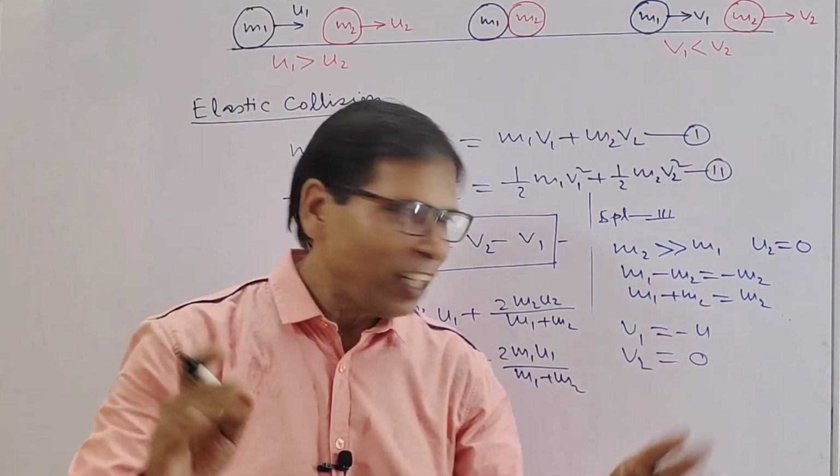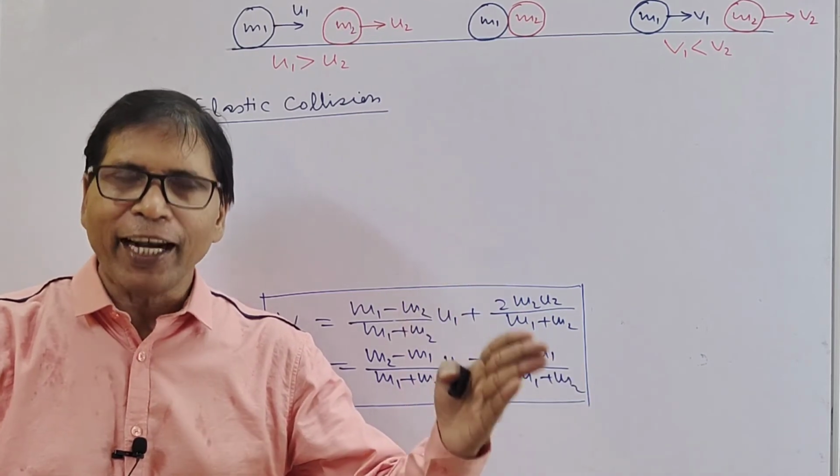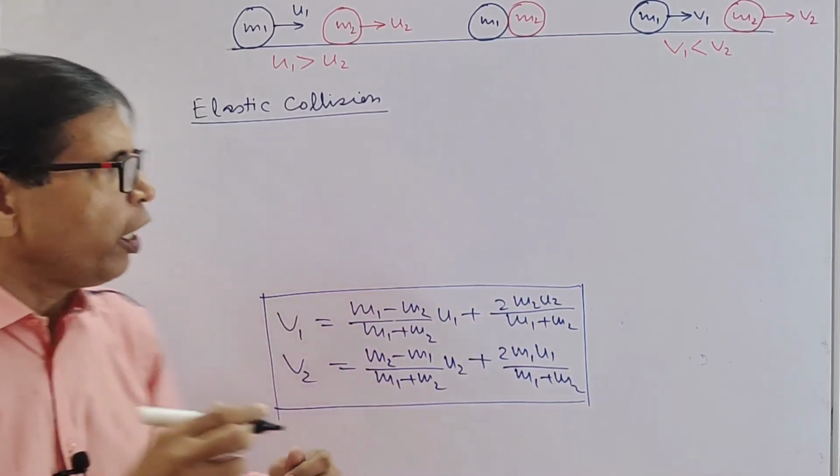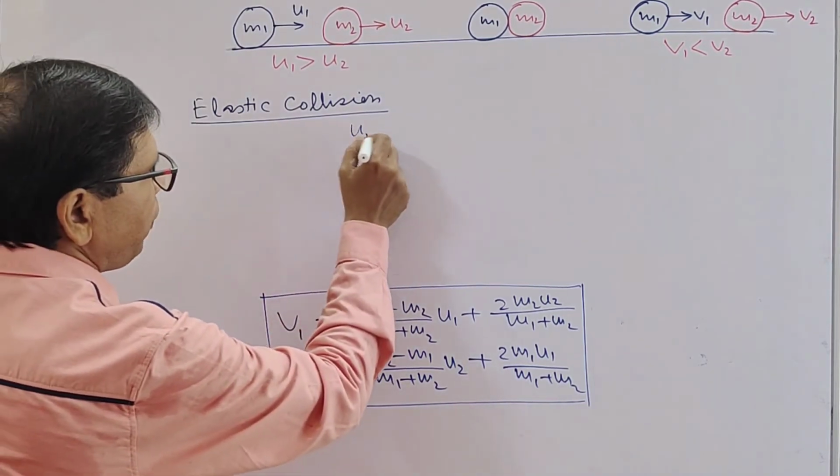Understood? Now we have to calculate the fractional transfer of energy from the first body to the second body. Consider that the second body is at rest.